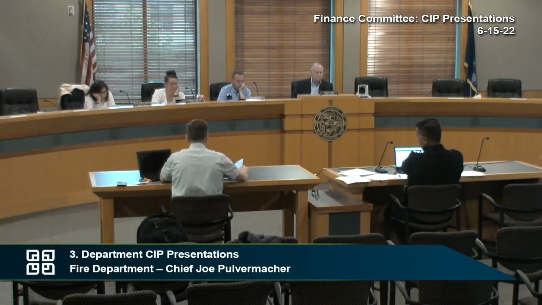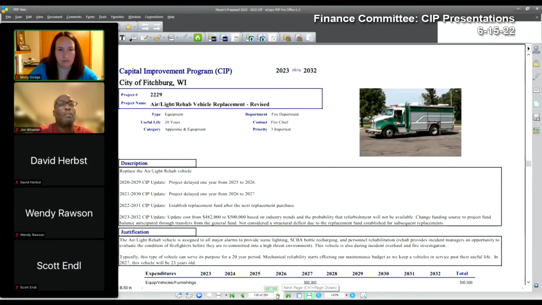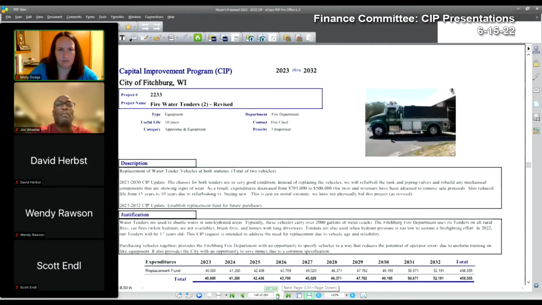The next project is 2233. The reason this has been revised is because of the fact that we've established a replacement fund for future purchases. Everything else remains the same. This is the project that will be going online in October of this year. The second one will be going online right around January.